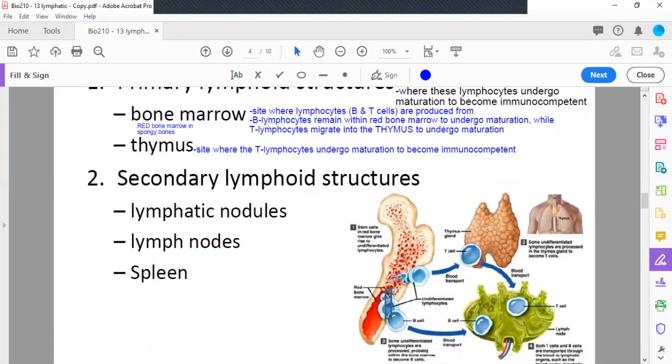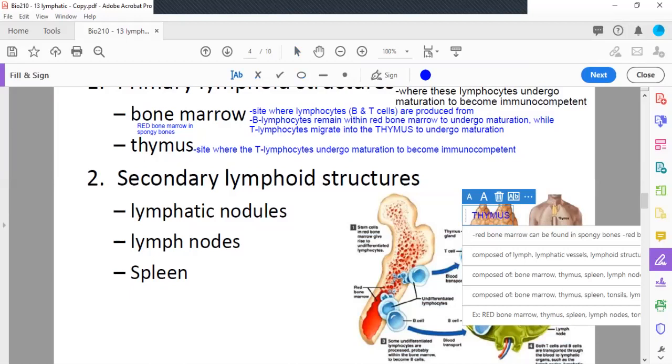And the T lymphocyte migrates into the thymus to undergo maturation. So the T lymphocyte matures in the thymus. So this is a thymus right here. I'm going to type in the word thymus to indicate that in the thymus you have the thymus.